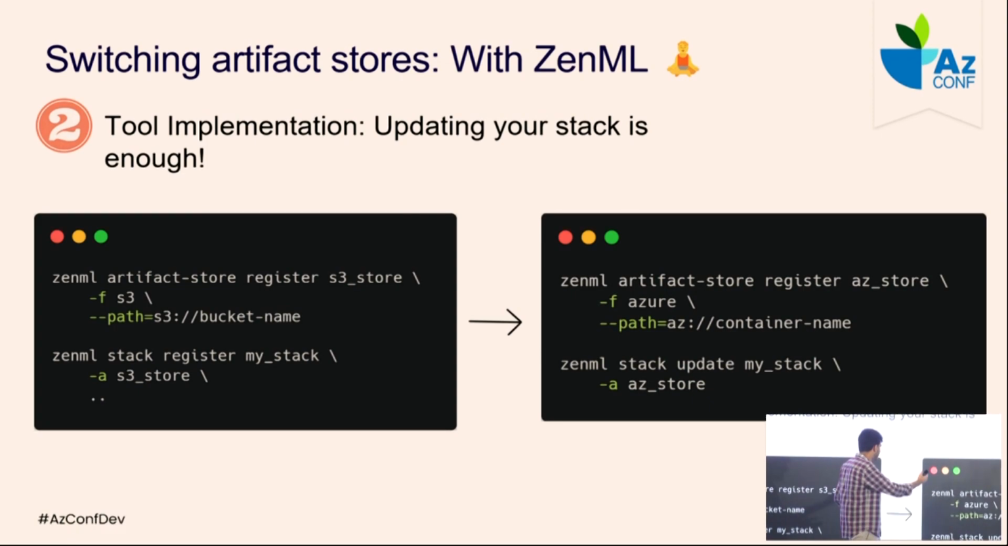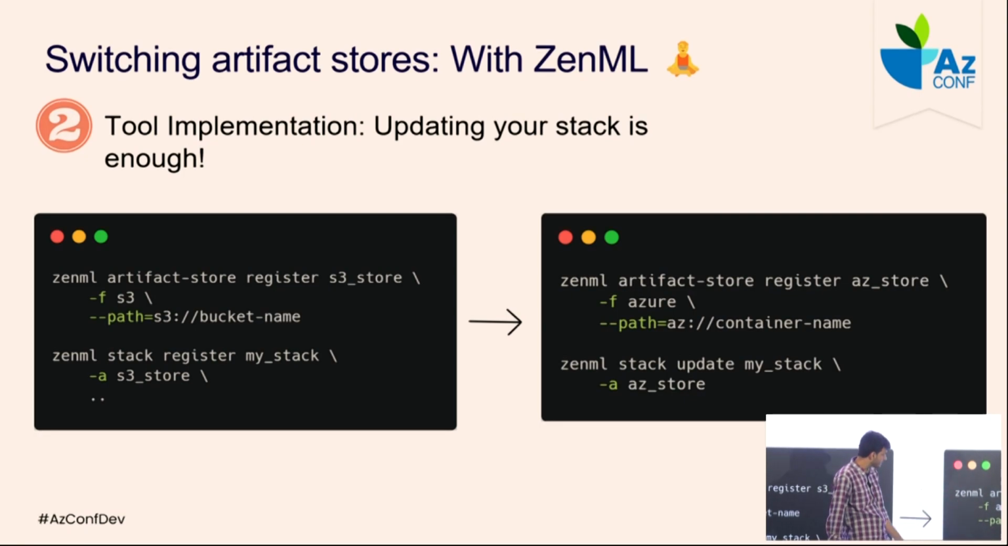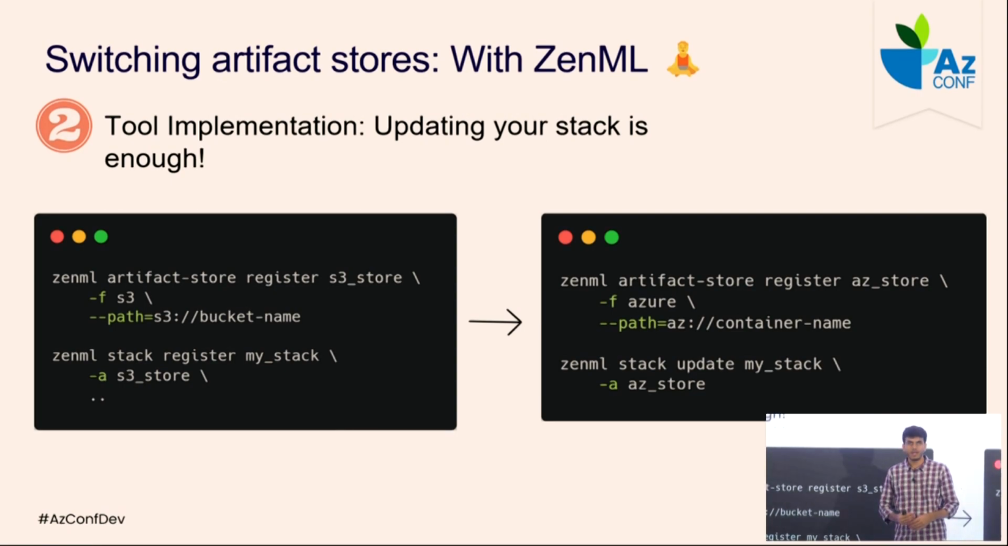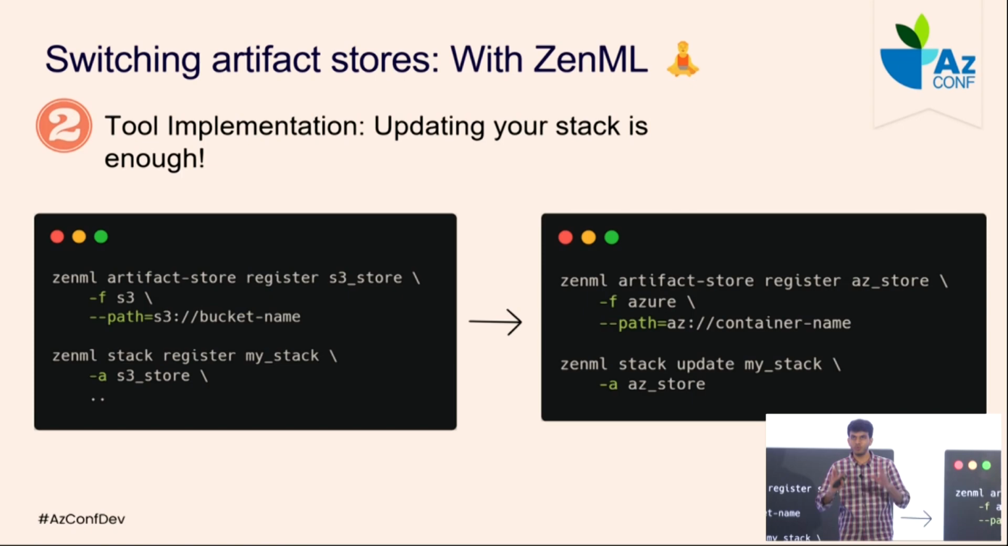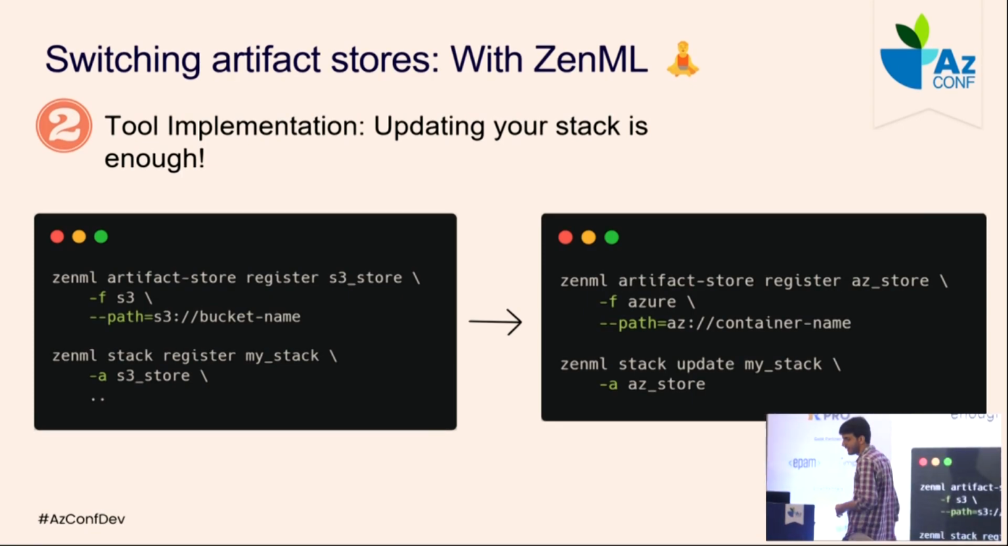For now, S3 and Azure are already built in. The core developers also maintain these things by themselves. But in the future, you can also have new tools there as well. So the flavor is Azure now. And again, I have to supply a path, which is my bucket, sorry, container name. And then the only thing I have to do is update the stack: zenml stack update my_stack. And this artifact store is going to get updated. So this artifact store will be swapped out and the Azure one comes in. That's the only change I have to make, nothing else. And then I just run my pipeline again and everything works like a charm.